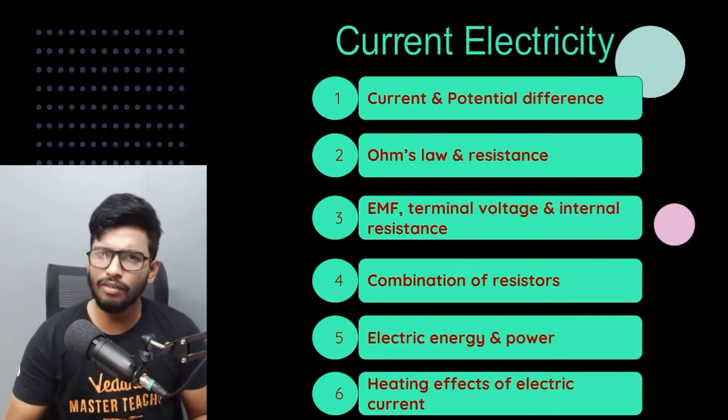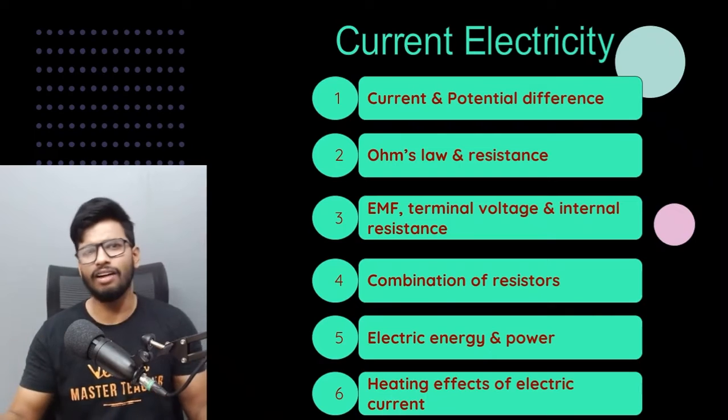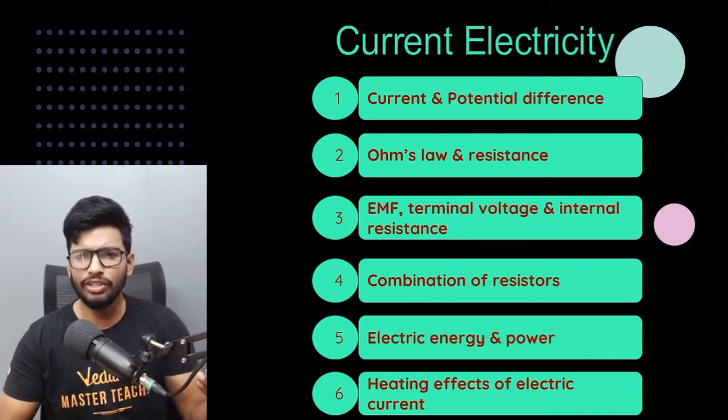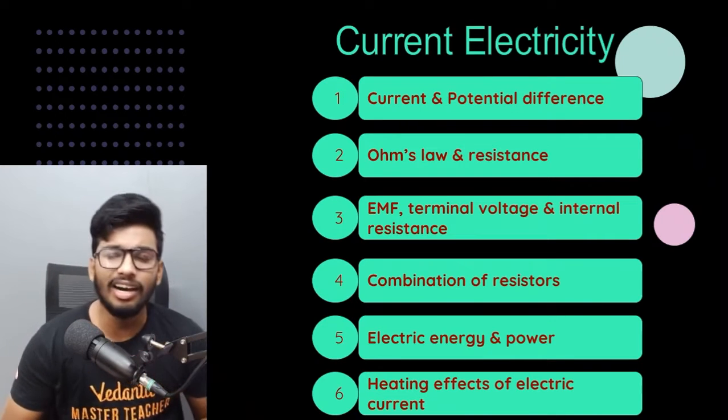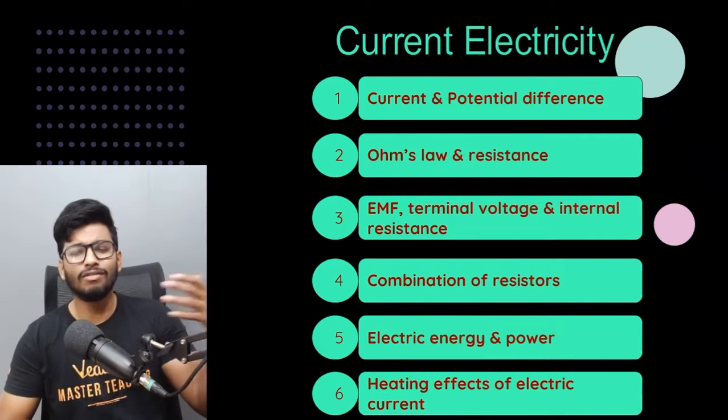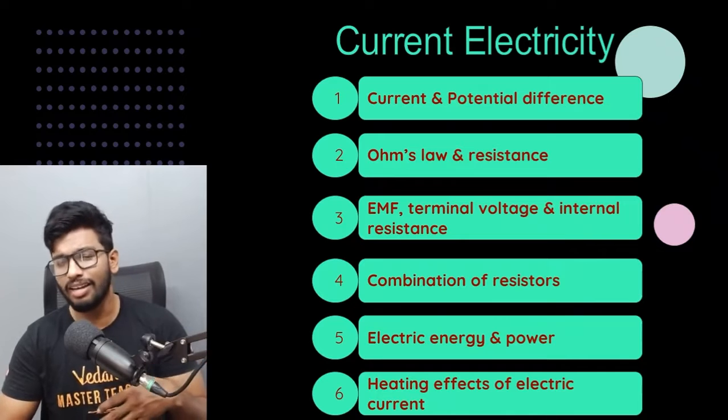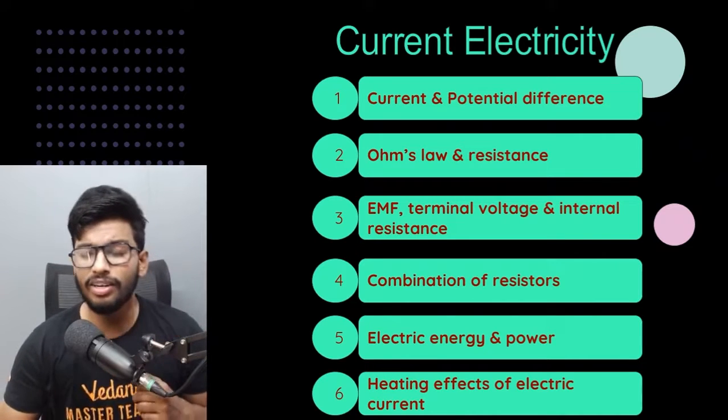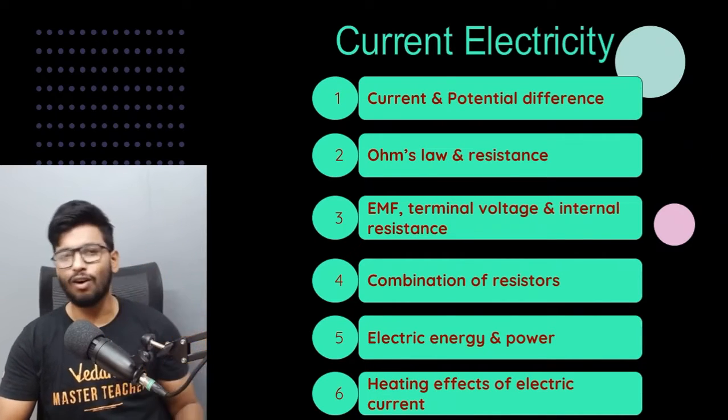These are the topics that you have in this chapter. We have current and potential difference, Ohm's law and resistance, what is EMF, terminal voltage, and internal resistance. Then we also have combination of resistors, series and parallel. We also have electric energy and electric power, and then finally the heating effect of electric current.